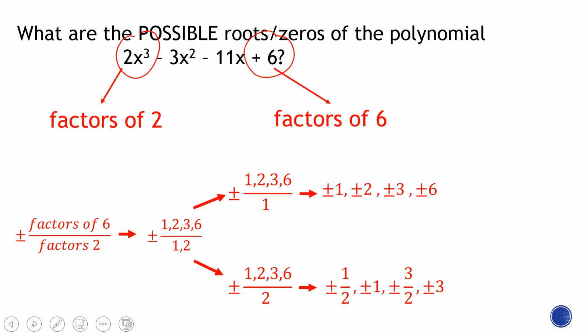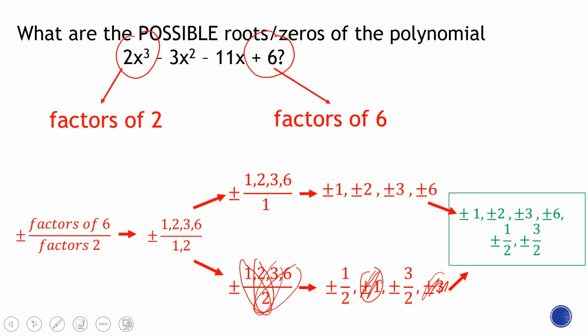Also here we have positive negative 1/2 because of this. This one is 1 because 2 over 2 is 1. That 3/2 is because of that. That positive 3 is because of 6 over 2. Now, as you can see, we have two 1s here, so we can just get rid of that, and also the 3 here, which means that these are the possible rational roots of this cubic function. So we have 2, 4, 6, 8, 10, 12 possible roots.